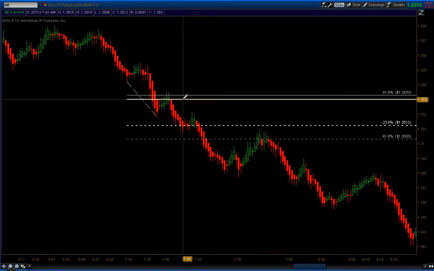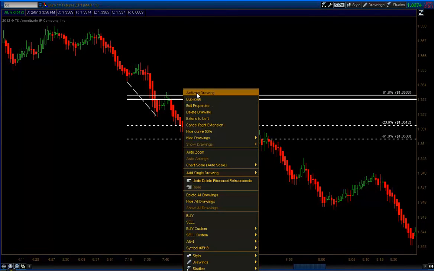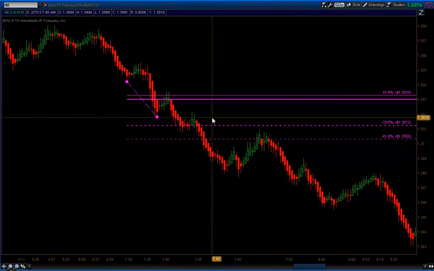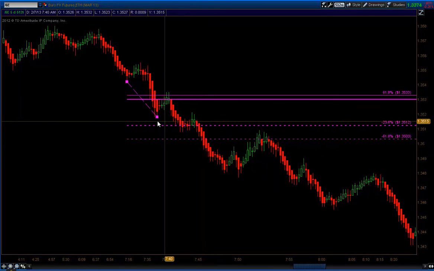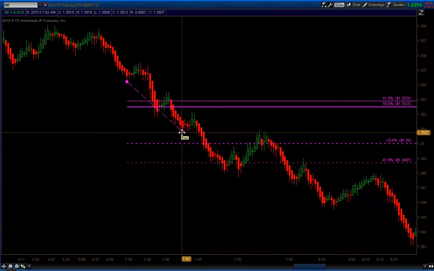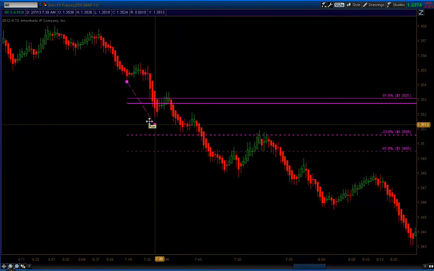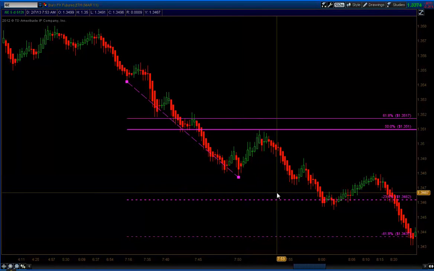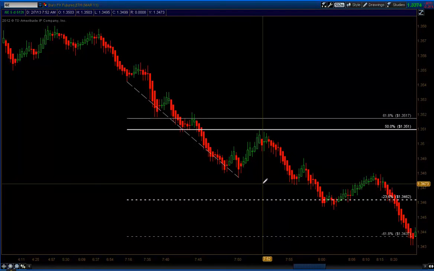And what we have then is a series of extensions that begin to form. And the way that I will continue to draw the extensions is to use the same anchor to new lows, and then yet again, same anchor to new lows. And that gives us a series of extensions.